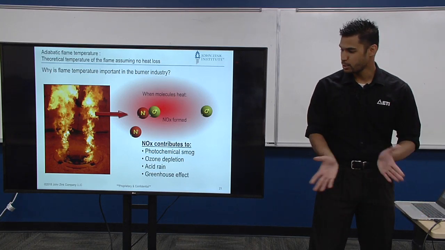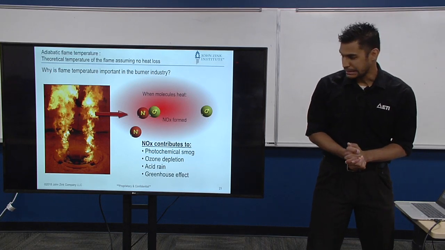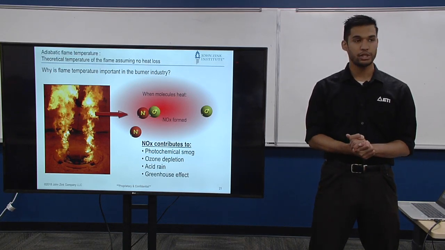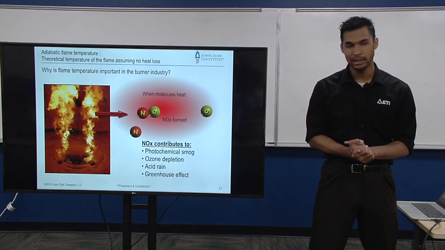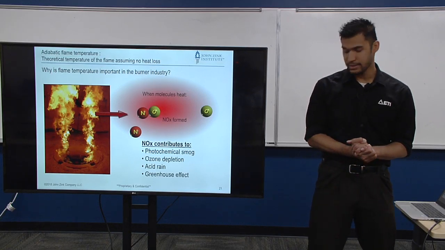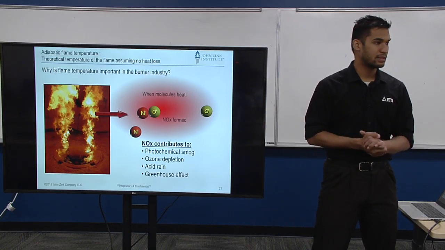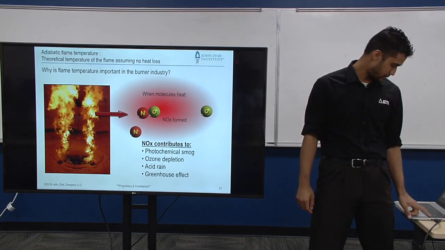Some things NOx contributes to: photochemical smog, really bad if you have asthma. Ozone depletion. Remember that NO is not really stable. It likes to become NO2. It likes to grab that extra oxygen. Acid rain, so it can form nitric acid. And of course the greenhouse effect, retaining that heat.